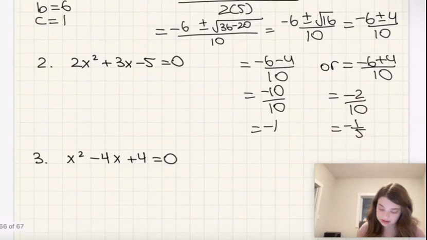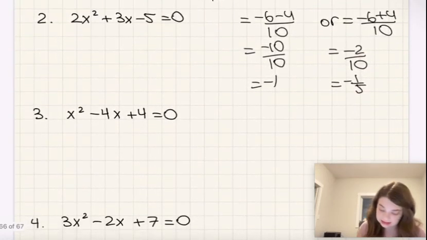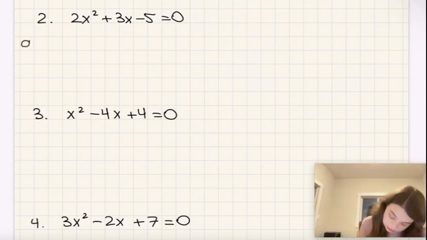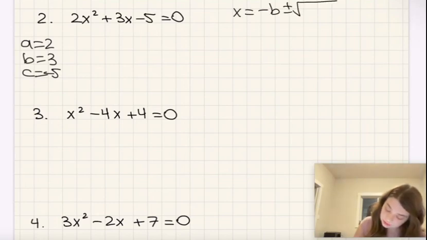Okay, let's try this next example. For this next example here, first I'm going to identify A, B, and C. So A is equal to 2, B is equal to 3, and C is equal to negative 5. Now, just as a reminder for what the equation was, it was negative b plus or minus the square root of b squared minus 4ac all over 2a.